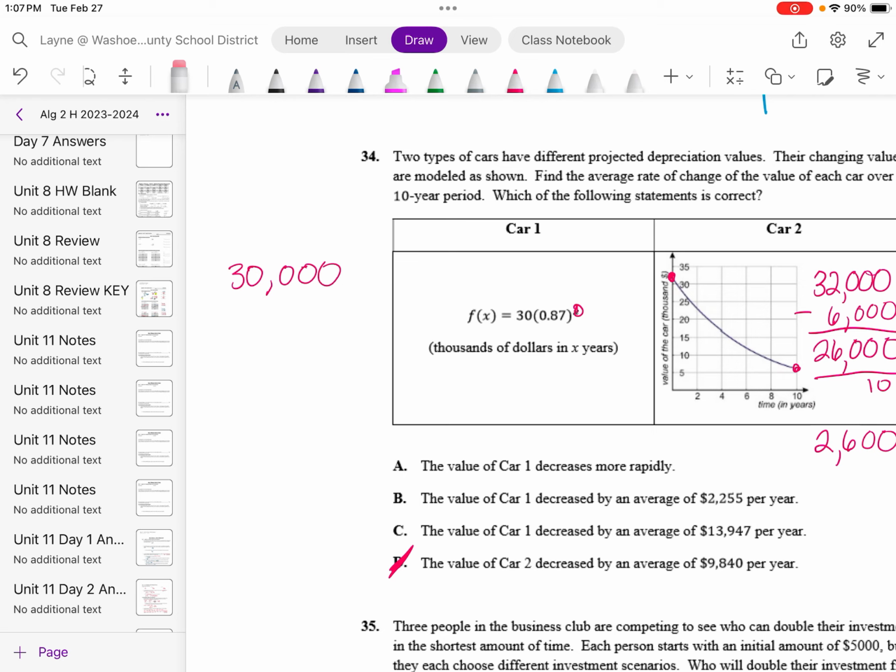Then the next number I'm going to plug in is 10 because I want to see how much the car was worth in year 10.